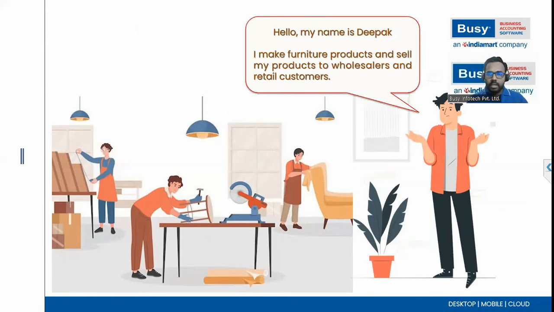Mr. Deepak was a manufacturer of furniture items, and he said, sir, I make furniture products and sell my products to wholesalers and retail customers. He was a manufacturer of furniture, selling the products directly to customers and also to wholesalers. So now this person, Mr.